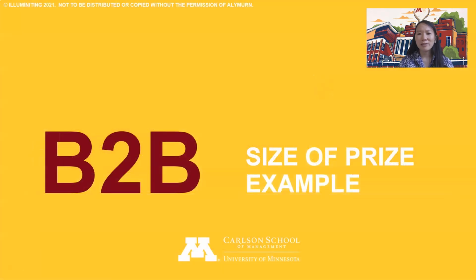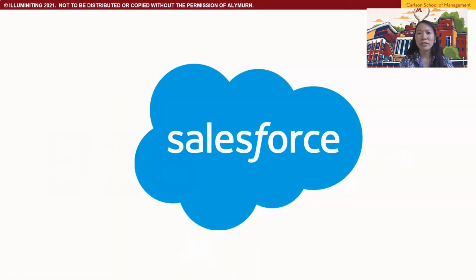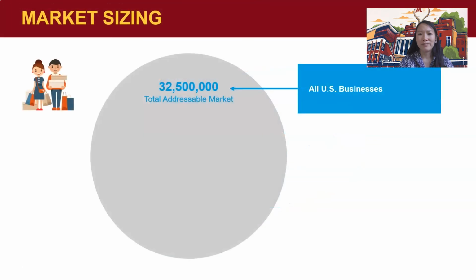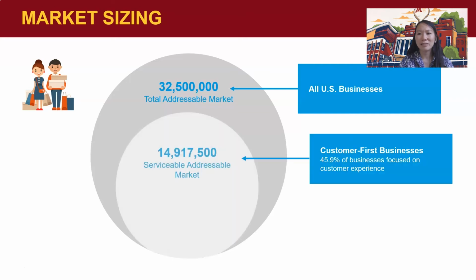So now let's look at some examples. We'll start with Salesforce again as our B2B example, and we'll look at how to quantify the segments we just developed for the organization. With Salesforce, we'll focus on their US operations, and their total addressable market is 32.5 million businesses. This is the number of total businesses in the US. The serviceable addressable market is 14.9 million, a little less than half of the total addressable market.